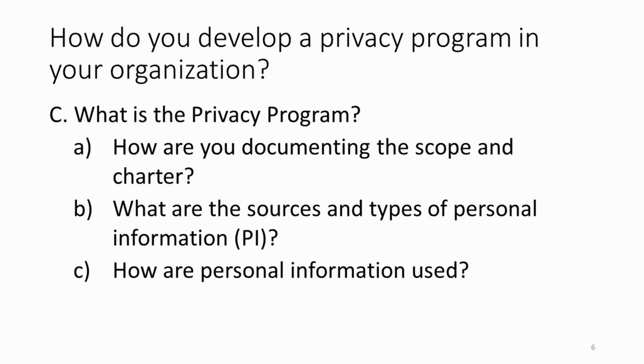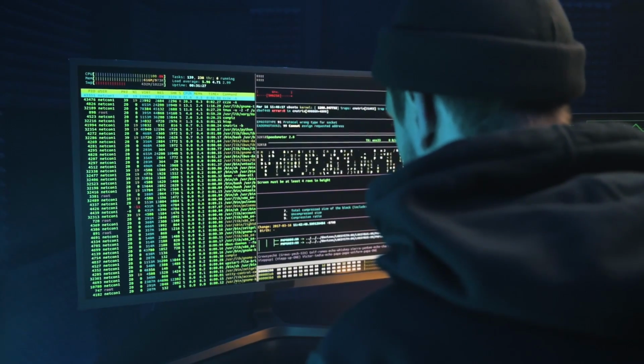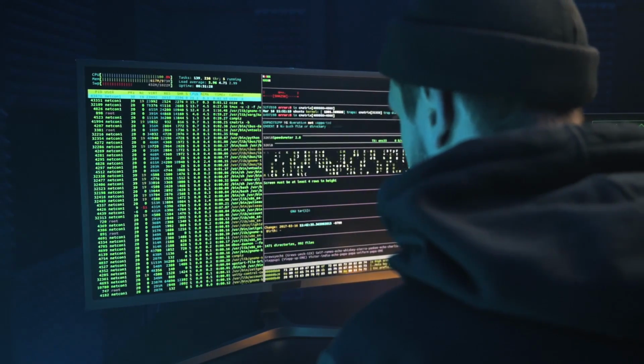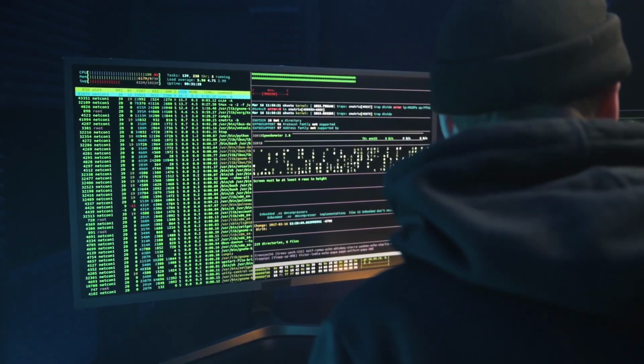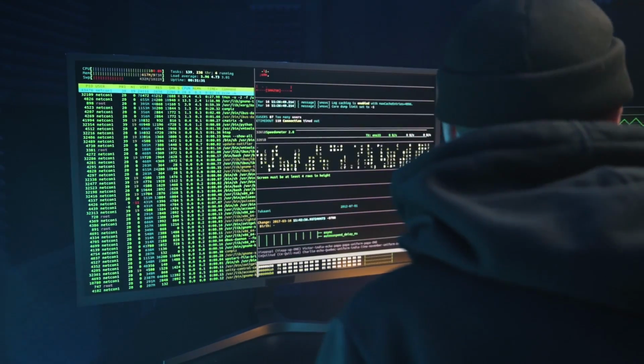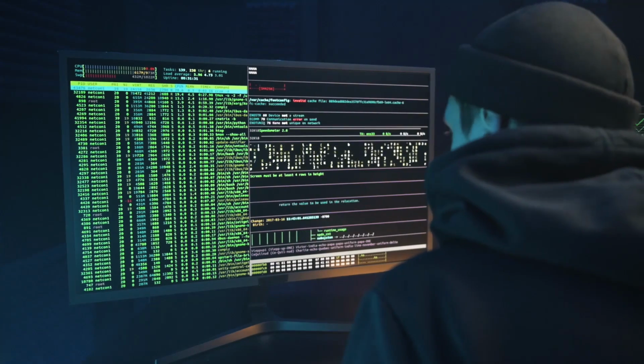Second, what will be the sources and the types of personal information? That's going to be crucial for you because you'd like to be able to follow and track how your organization collects and processes the personal information.